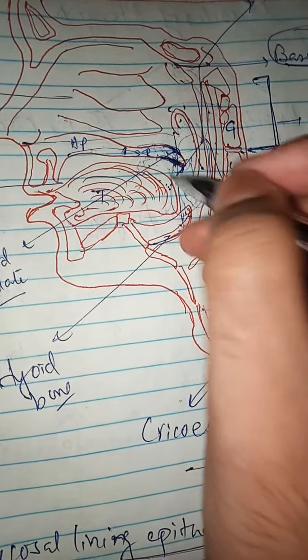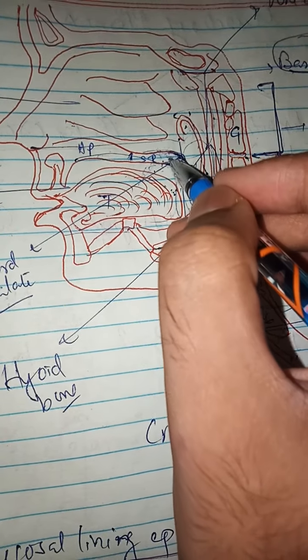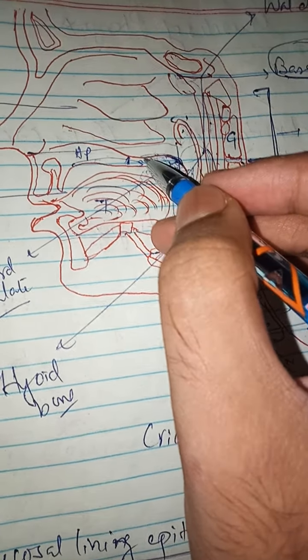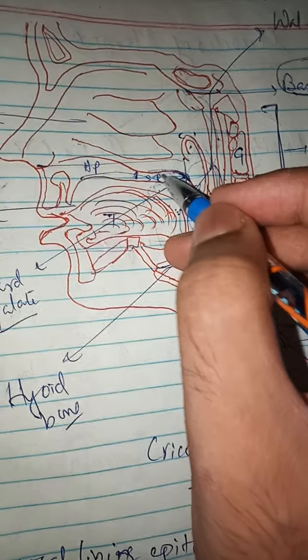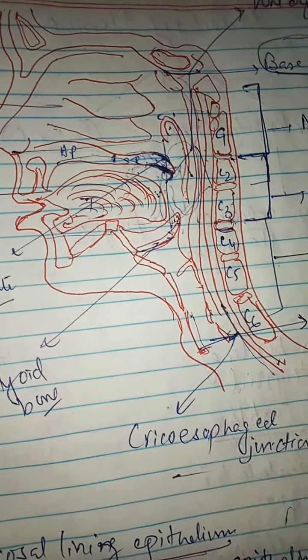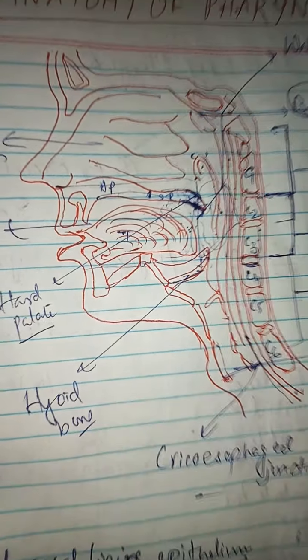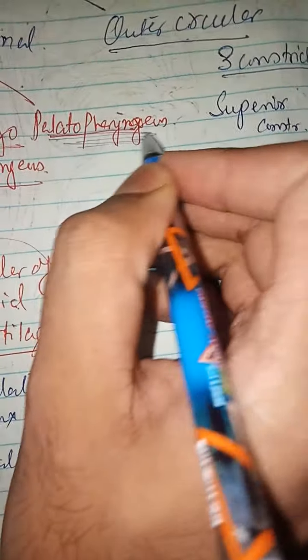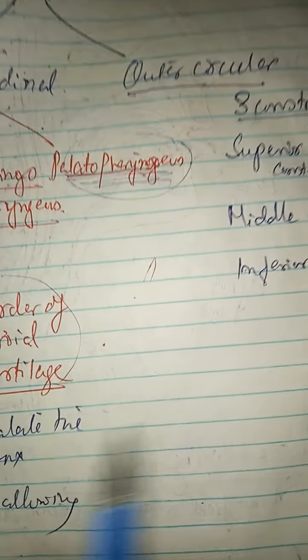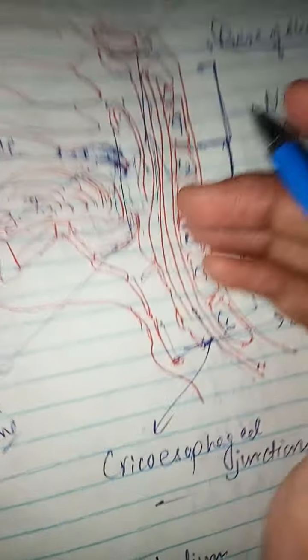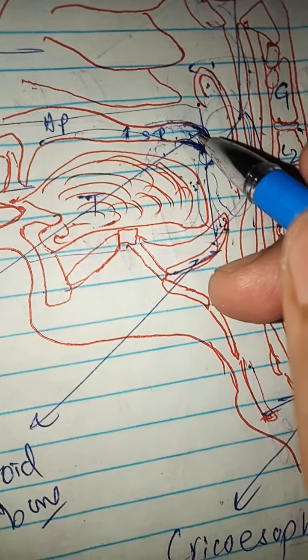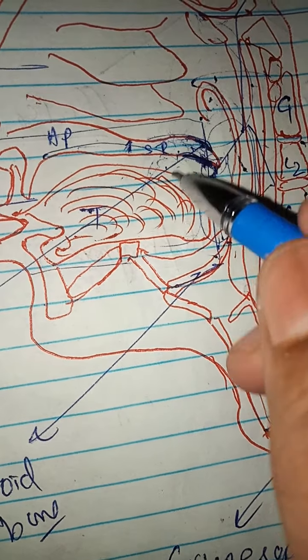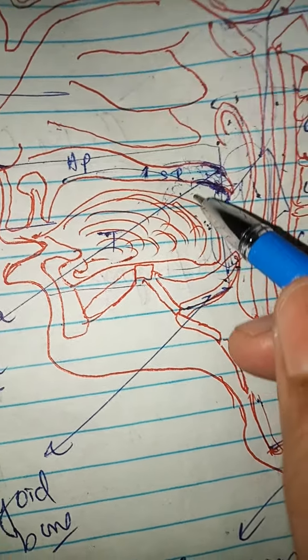The palatopharyngeal arch is formed by the palatopharyngeus muscle of the pharynx, and the palatoglossal arch is formed by the palatoglossus muscle of the pharynx. I have already told the muscles of the pharynx. So this is palatoglossus and palatopharyngeus. This is the palatopharyngeal arch. The palatopharyngeus is one of the inner longitudinal muscles of the pharynx, and there is also a palatoglossal arch. So this is all about the soft palate.